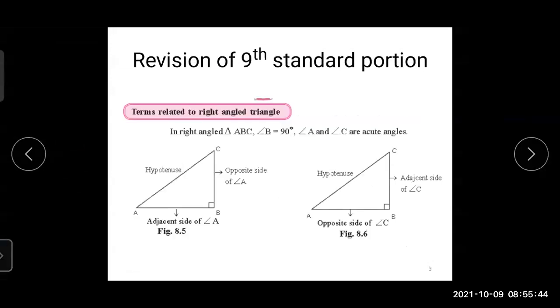See here students, in triangle ABC, if we are taking angle C, the adjacent side of angle C is the side BC. This is the opposite side of angle C and this is the hypotenuse. Angles might change, and with the changing of angles, the adjacent side and opposite side may also change.